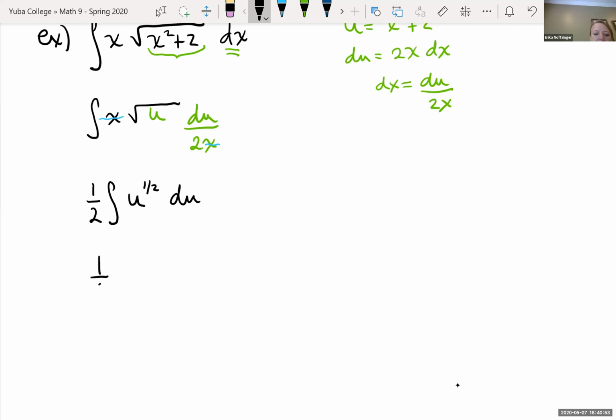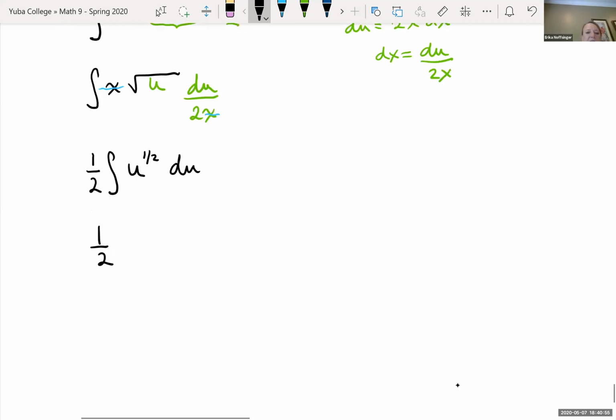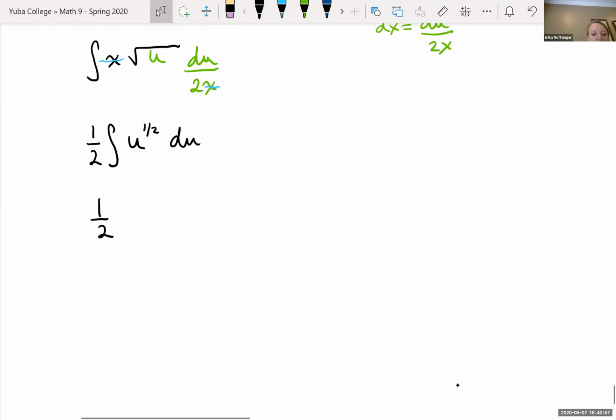So 1/2 all times the antiderivative of u to the 1/2. Add 1 to it, so 1/2 plus 1 is 3/2, divided by our new exponent, 3/2. If you divide by a fraction, think of it as inverting and multiplying. So just multiply by the reciprocal of this. The reciprocal of 3/2 is 2/3. And then we need our plus c.